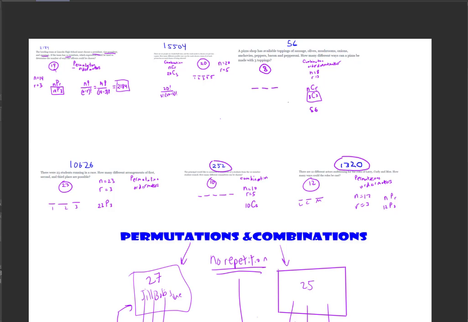I really hope this helped. If it did, great. If it didn't, well, I'm sorry. But that's all I got for you. Just remember, permutations, order matters. Combination, order does not matter. Use that wonderful calculator trick.